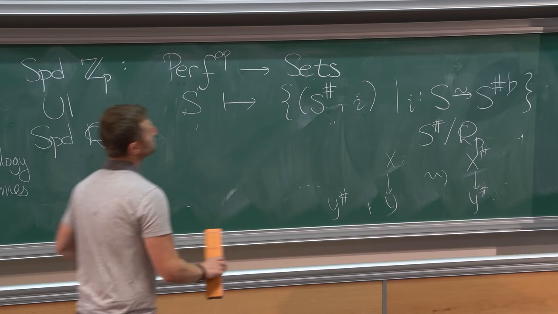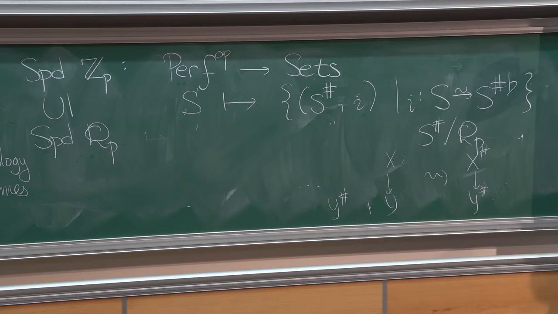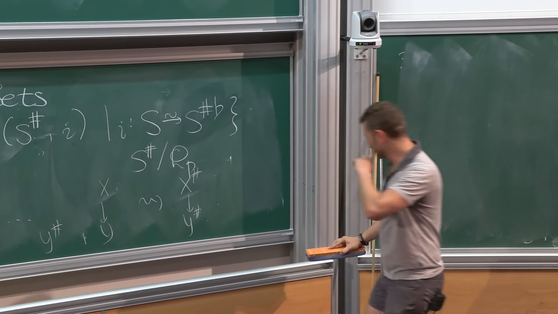I'm not going to give a formal definition of diamond, but I will indicate that it is something like an algebraic space in the world of schemes.